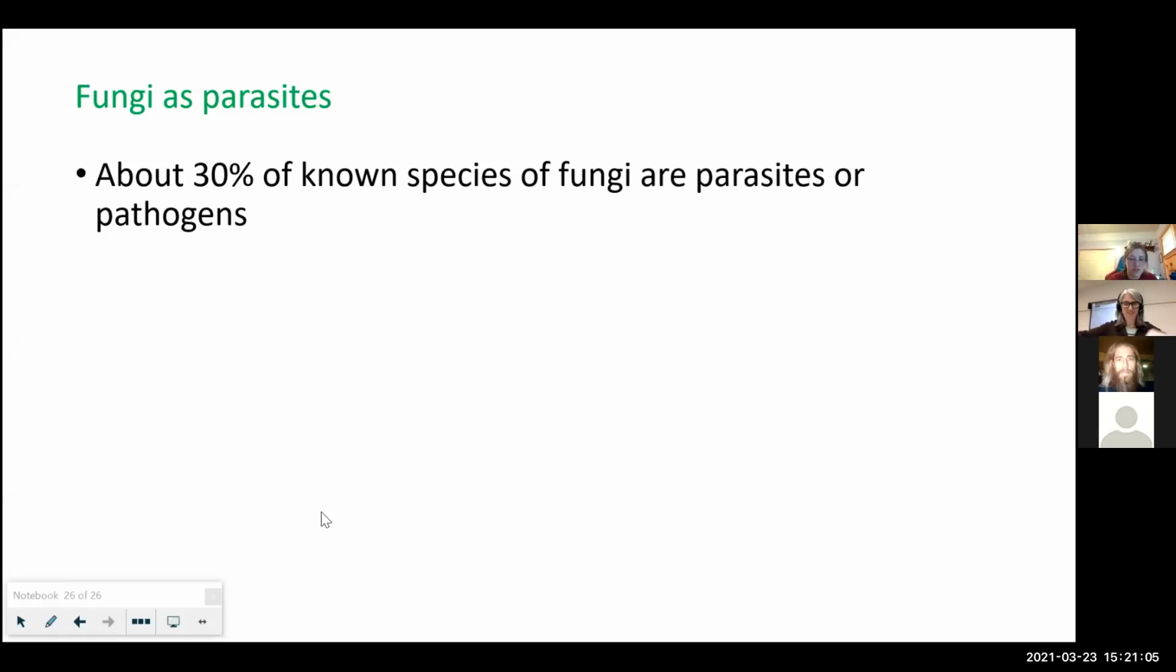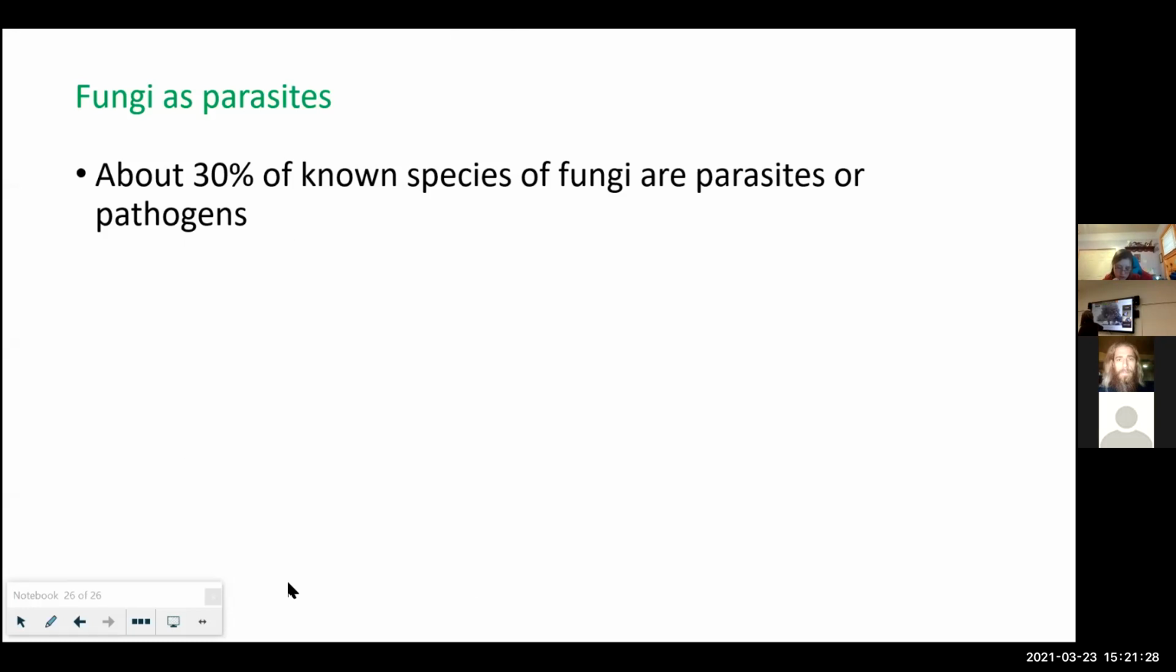separate these things. Fungi as parasites, the not so good side of fungi. About 30% of known species, that's the estimate, of fungi are parasites or pathogens. Mostly they parasitize or cause disease in plants. Okay, so here's a couple of examples here.